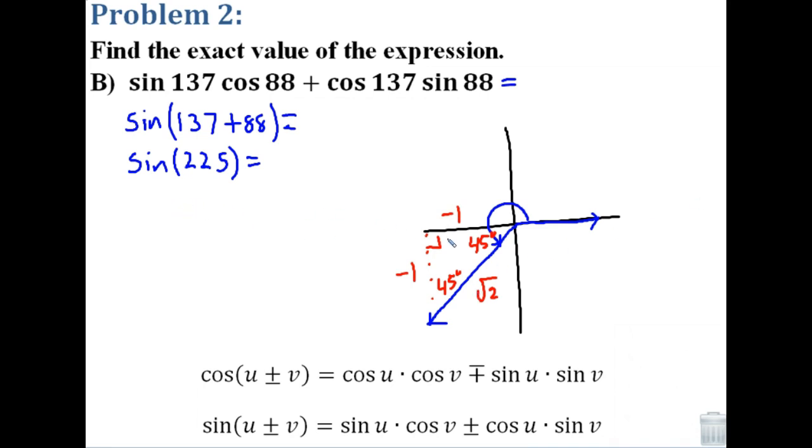And we can say our sine ratio is equal to the opposite, negative 1, over the hypotenuse, square root 2. Which, if we rationalize, we end up with negative root 2 over 2.